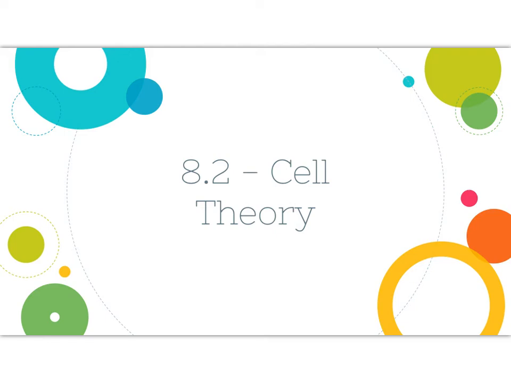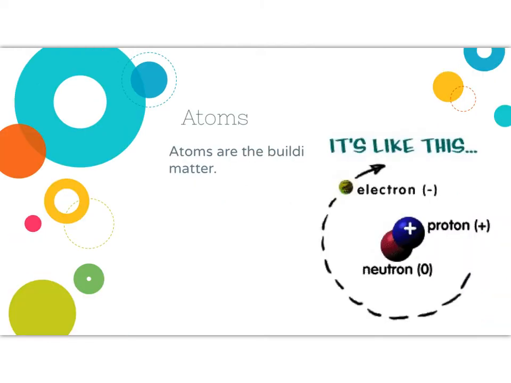8.2, cell theory. So we're going to look at the smallest units of matter to the largest units of life. The smallest unit of matter is an atom. Atoms are the building blocks of matter.